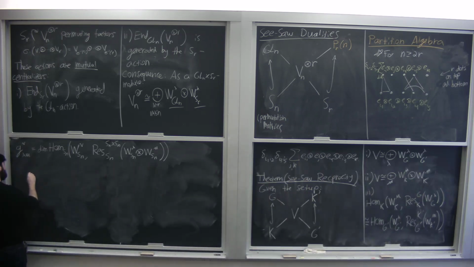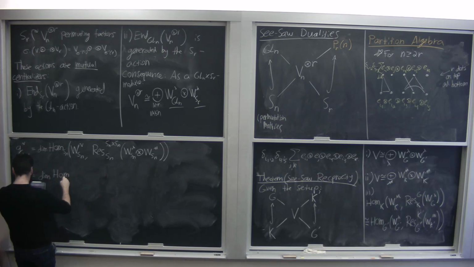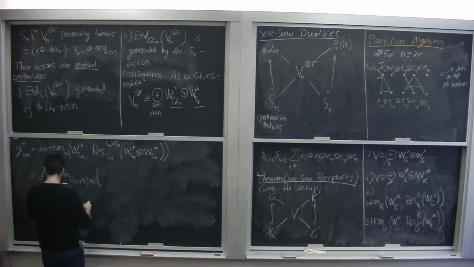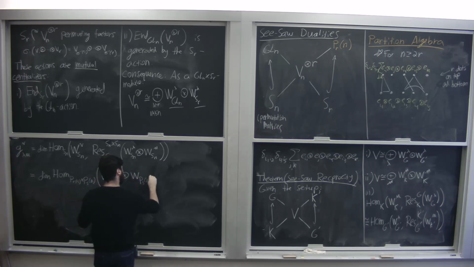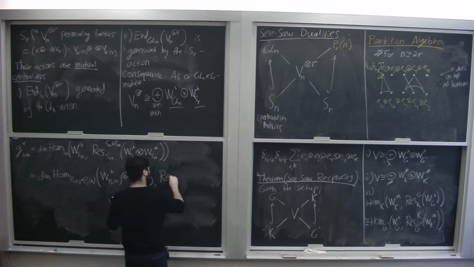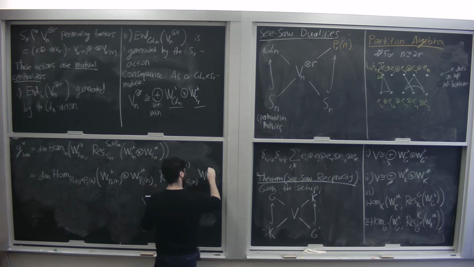Then by the seesaw reciprocity, this is the same as the dimension of the Hom space, let's see, this is going to be for P_R(n) cross P_S(n), W_{P_R(n)}(λ) tensor W_{P_S(n)}(μ), the restriction from P_{R+S}(n) to P_R(n) cross P_S(n) of this irreducible for P_{R+S}(n). Okay, so restriction of that.